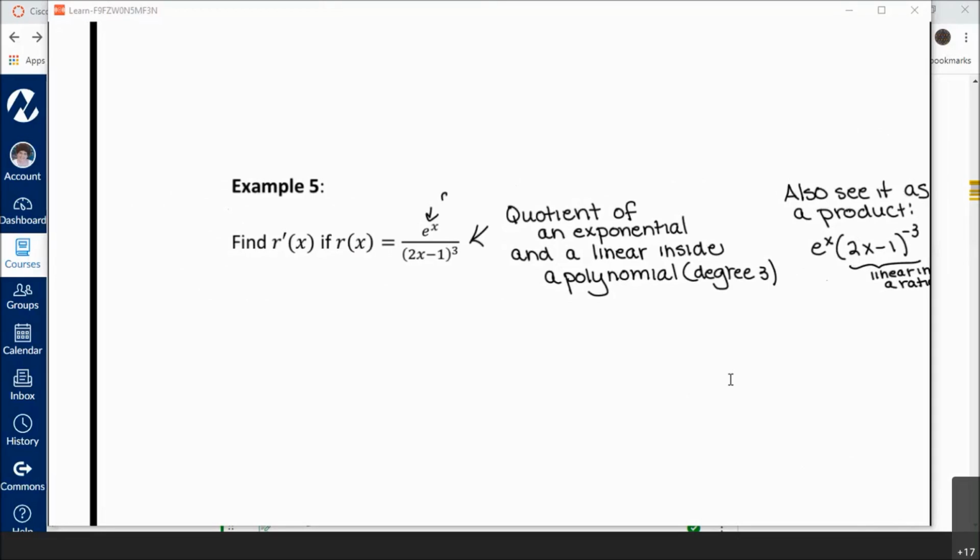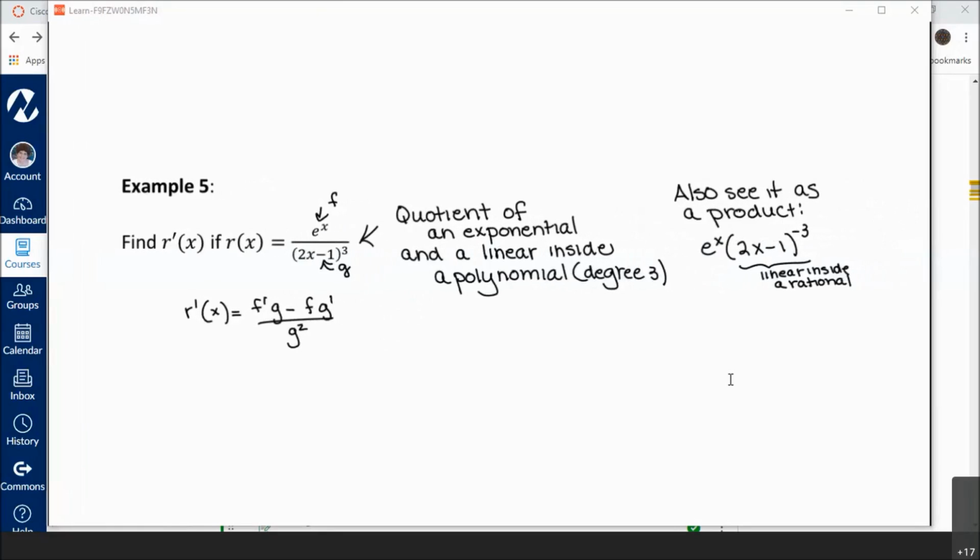Let's call this F. Let's call this G. Okay, we have G times F prime of X. Again, I learned this in a different order from you. So I'm trying to keep it like what your book has. F prime times G minus F times G prime all over G squared. This is the way your notes say it.